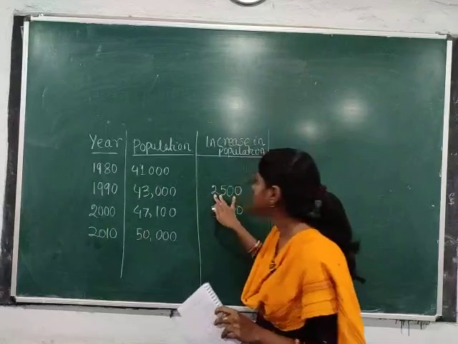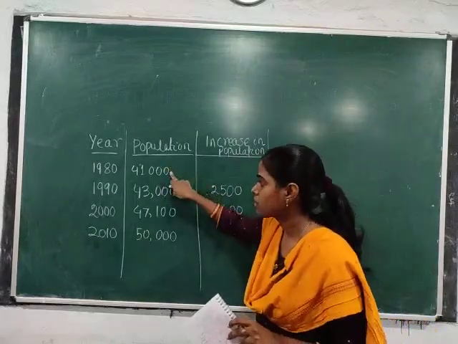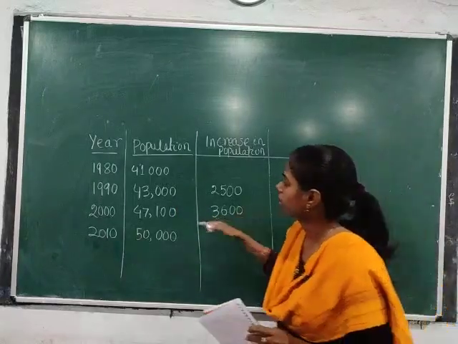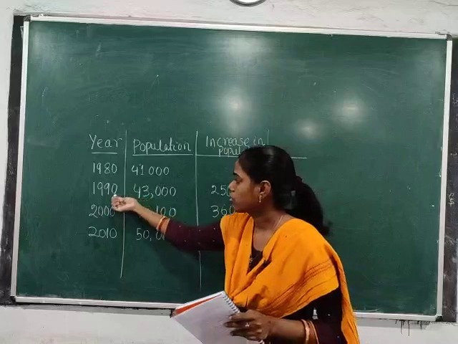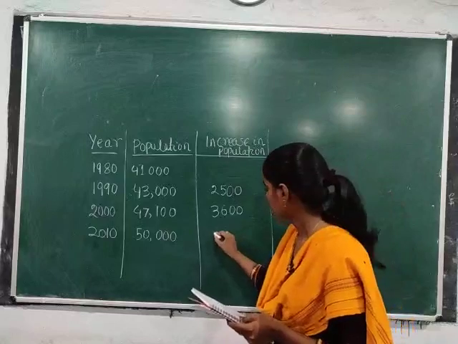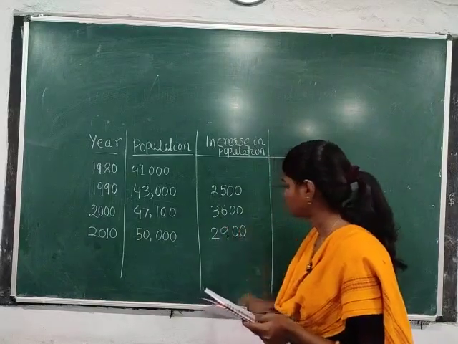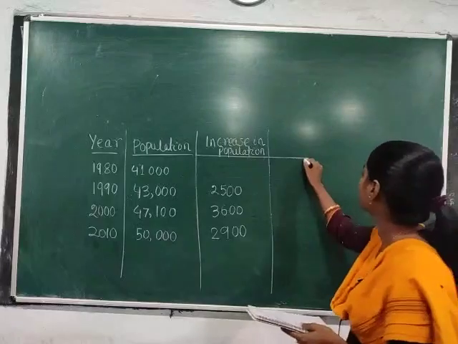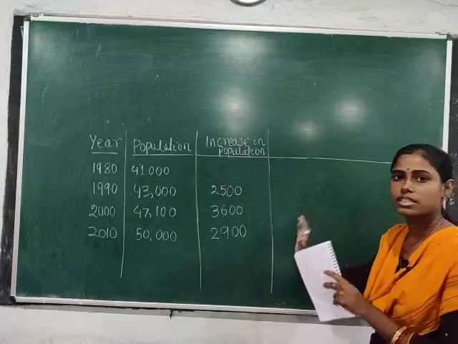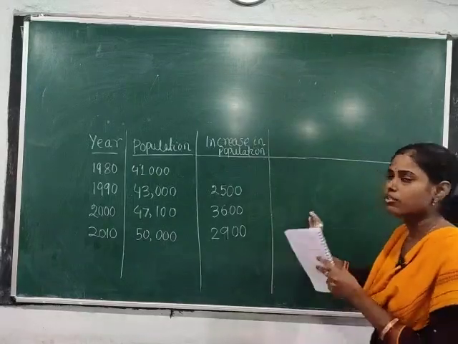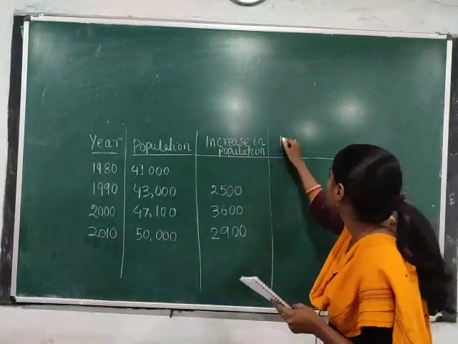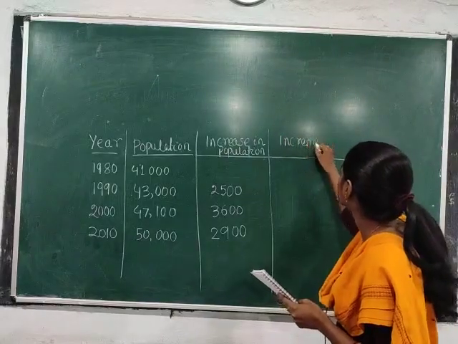2500 is obtained by subtracting 41,000 from 43,000. Similarly, 3600 is obtained by subtracting the population of 1990 from the population of 2000. In this manner the last one is calculated and it is equal to 2900. Up to this it is the same as the arithmetic increase method. For the incremental increase method we have to add one extra column, that is incremental increase.